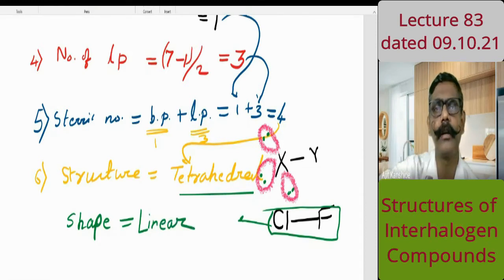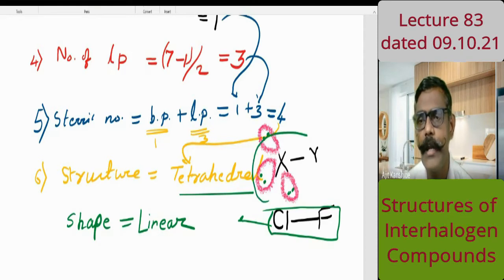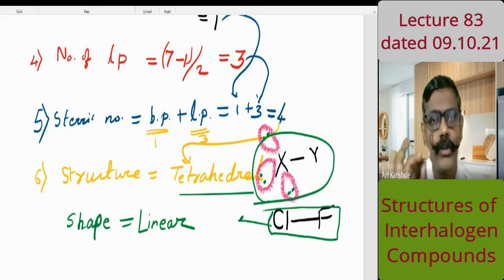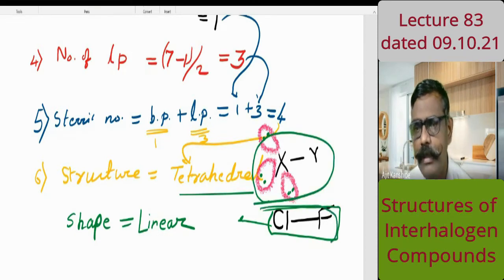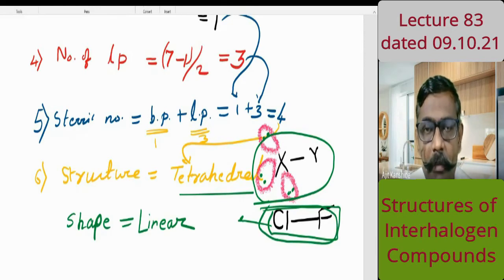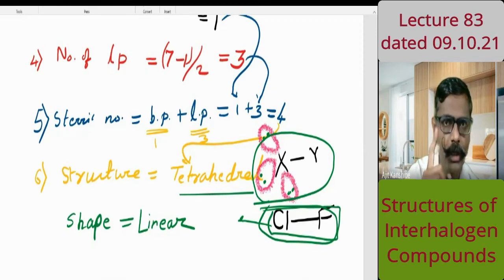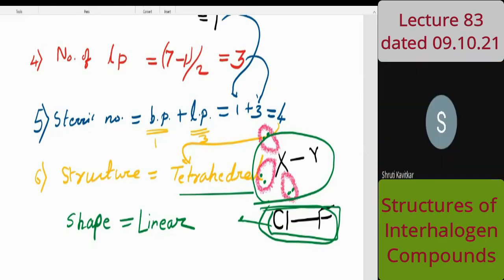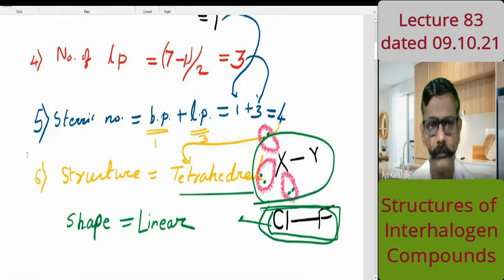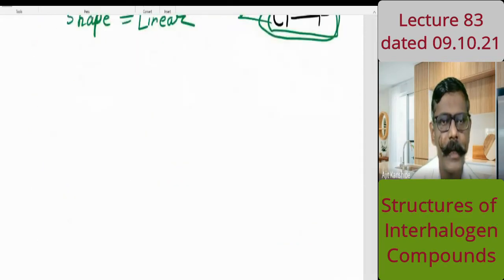Linear. That's the explanation of the XY kind of interhalogen compound. It can be ClF, it can be BrF, it can be IF. Is that first type of interhalogen clear to you? Yes, sir. Now let us come to the second type of interhalogen compound.